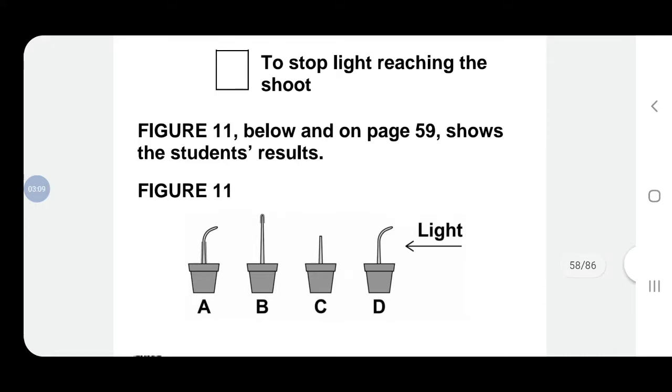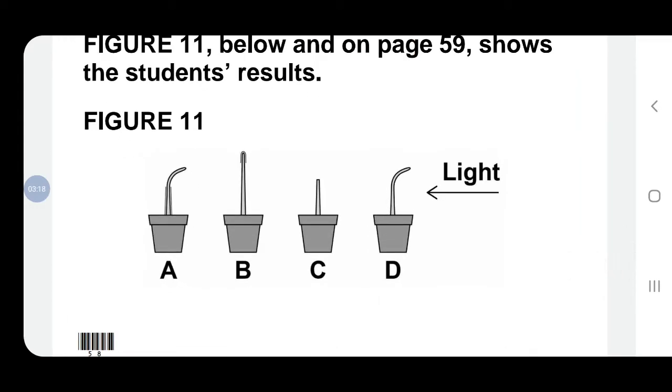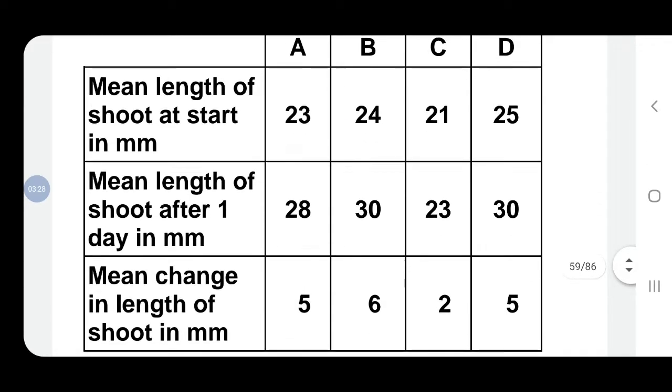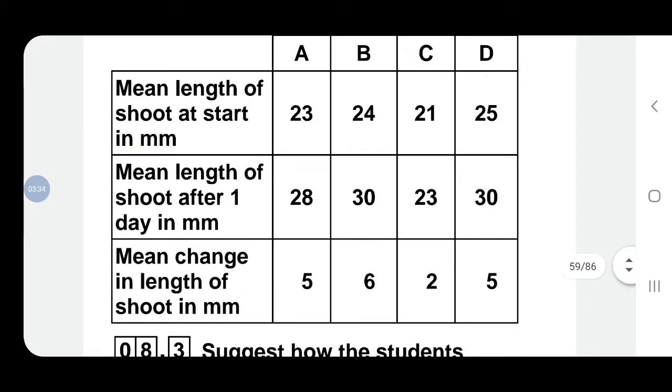Next one, below on page 59 shows the students' results. So here is figure 11. You see that light here, and here are B, C, D, and A. A and D look different, and B and C are the same. Here is a chart. You can see mean length of shoot at start in millimetres for A, B, C, D, and here is mean length of shoot after 1 day in millimetres, and mean change in length of shoot in millimetres. So here is the result.